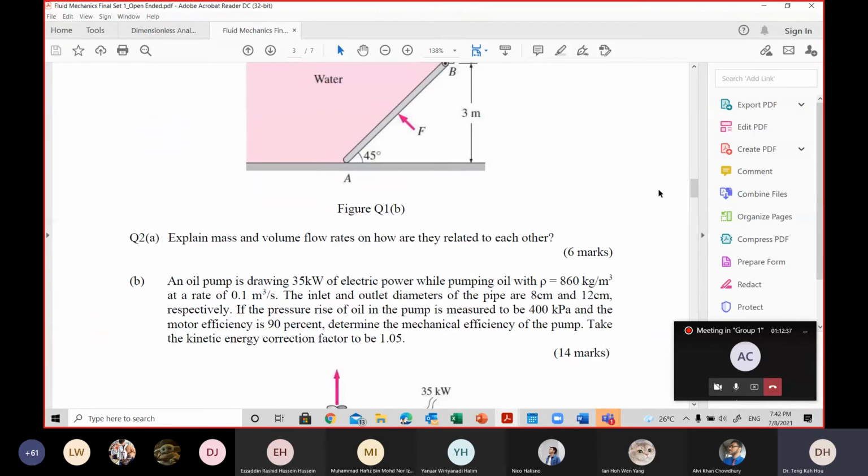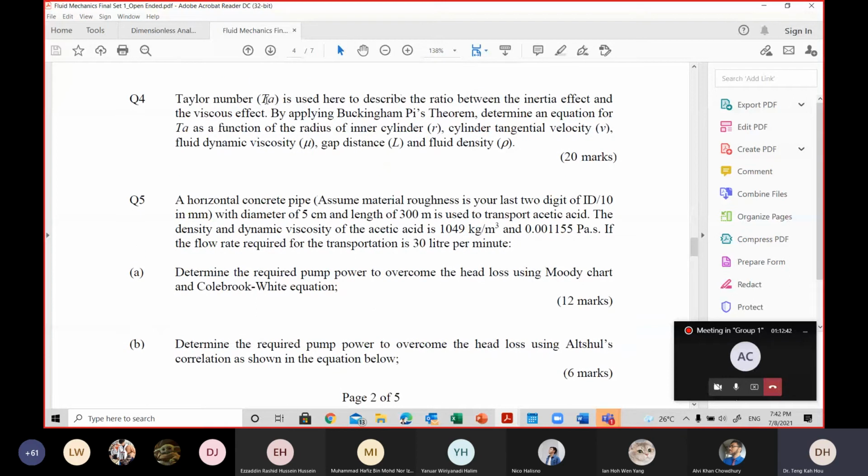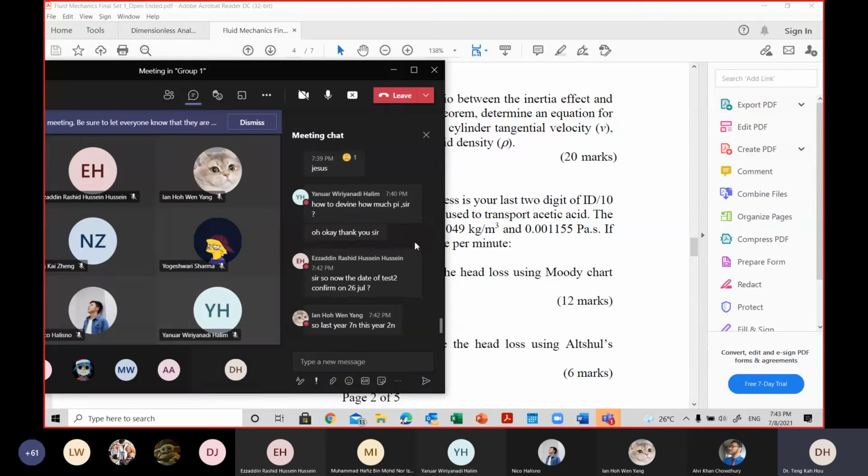Okay, last year questions. Over here, only 6. So you need to use the Buckingham pi theorem to describe these Taylor numbers. So this is the thing. You need to write, and if not mistaken, there's 4 pi or 3 pi. I couldn't recall. I don't know the answer yet. Anyway, so that is the thing.